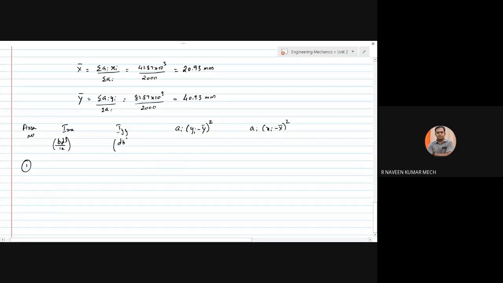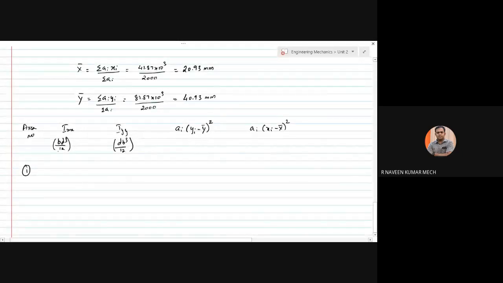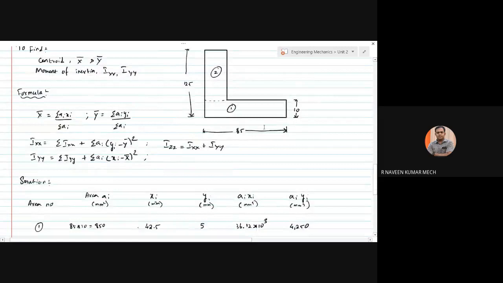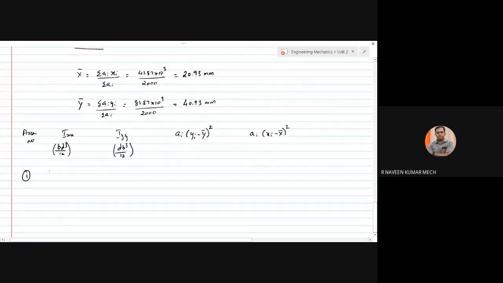Iyy is db cube by 12. Since it is a common cross-sectional area, I am writing this formula here. If it is a circle, we have to change that formula. I am again mentioning it. What is the value of b here? 85 into 10. d is 10. So 85 into 10 cube divided by 12. Value here: 10 into 85 cube divided by 12.